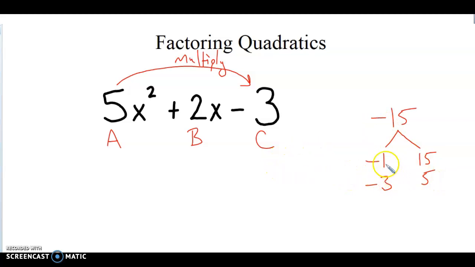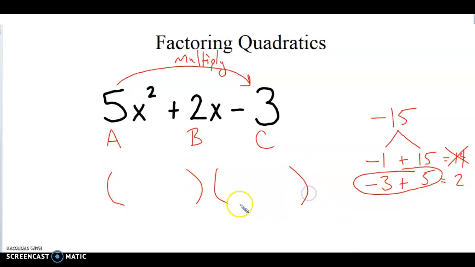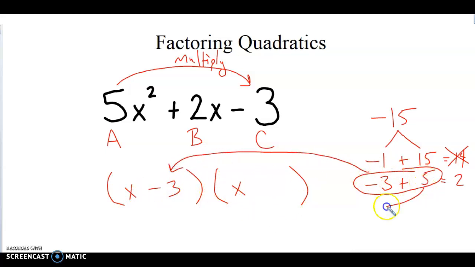My next step is which one of these factors adds up to get positive 2, adds up to get my b value. Well, negative 1 plus 15 equals 14, so that's not it. Negative 3 plus 5 equals positive 2. And there we go, positive 2. So these are going to be my factors that I'm going to use. So what I do is I create my two sets of parentheses here, my two terms. We're starting with x, then we plug in our factors. So the negative 3 goes over here, minus 3, and our positive 5 comes over here, plus 5. So we're left with x minus 3 times x plus 5.